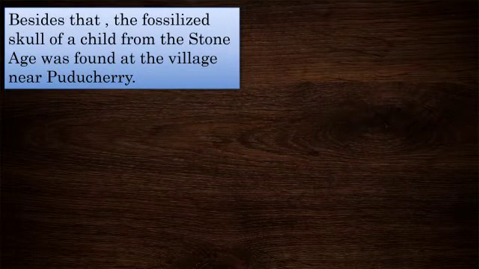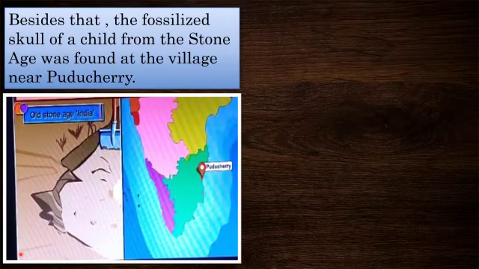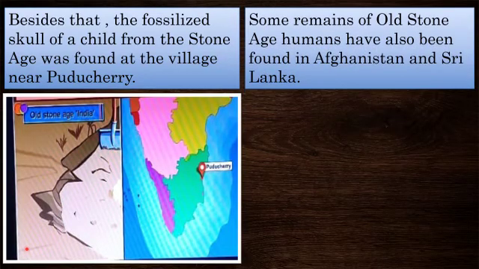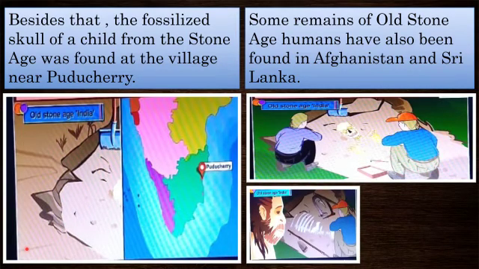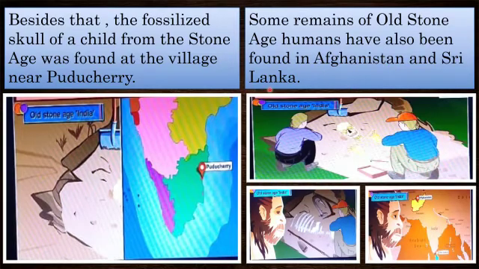Besides that, the fossilized skull of a child from the Stone Age was found at a village near Puducherry. So children, Puducherry is in Tamil Nadu. So even the skull of a child from the Stone Age period was found at Puducherry in Tamil Nadu. Some remains of Old Stone Age humans have also been found in Afghanistan and Sri Lanka. Now, my dear students, as you know, Afghanistan and Sri Lanka are not in India. They are the neighboring countries of India. So, the remains of Old Stone Age humans were found in Afghanistan and Sri Lanka.